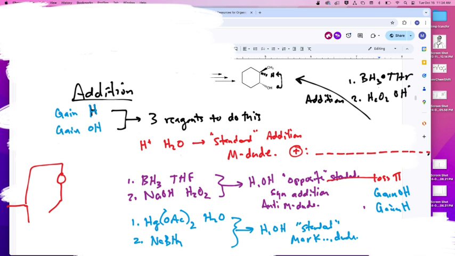Rearrangements? As soon as you see a carbocation, you should immediately be thinking of rearrangements. Because you don't get a carbocation in the boron reagent or in the mercury reagent, you don't get rearrangements. When you add H and OH in the standard addition, you absolutely have the potential for rearrangements. And it just says rearrangements. See? Fit perfectly.